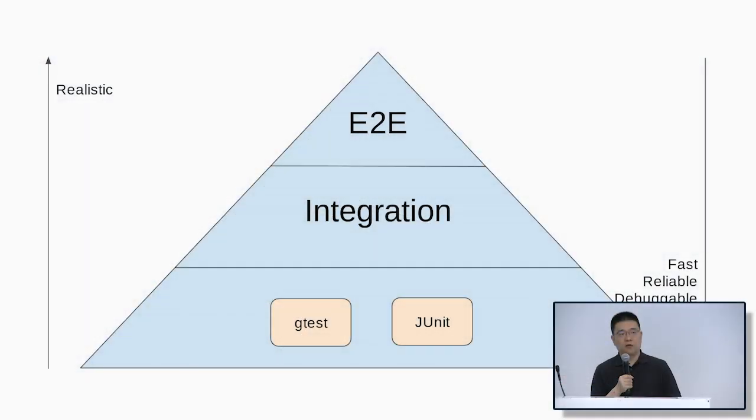So in Chrome, we have two kinds of unit tests. One is GTest. I think Chrome desktop and iOS use GTest. And JUnit is a Java unit test, mostly on Android.